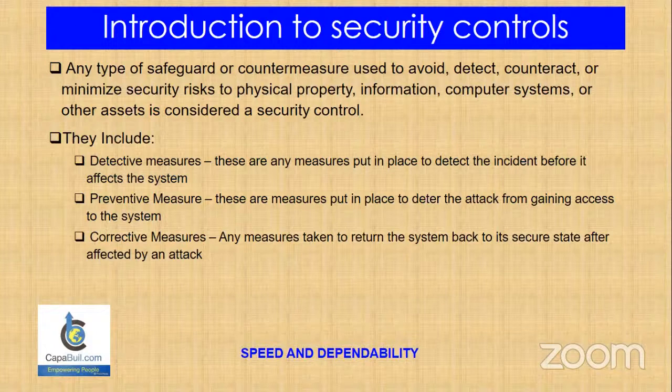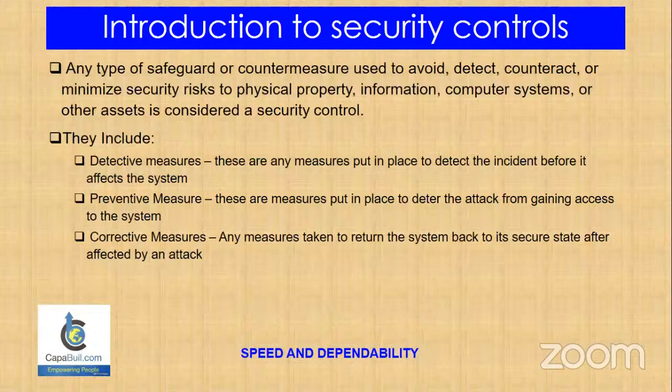Yeah. So security controls are part of the procedures that you will need in your organization to ensure that people actually follow the rules and regulations that will help you bulk up the security feature in your organization. Yeah. So a security control is any type of safeguard or measure or countermeasure used to avoid, detect, counteract, or minimize security risks to physical property, information, computers, or any other assets in the company. Yeah. So ideally, anything that you will use, any type of safeguard or measure.